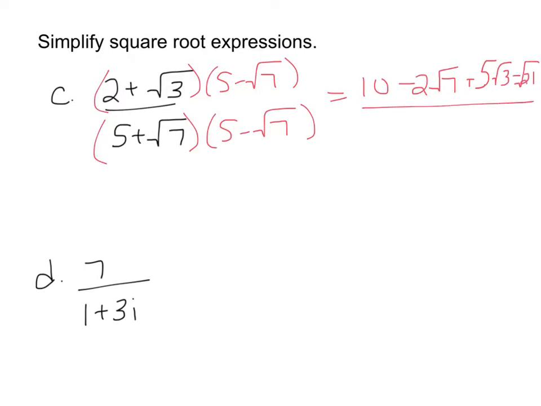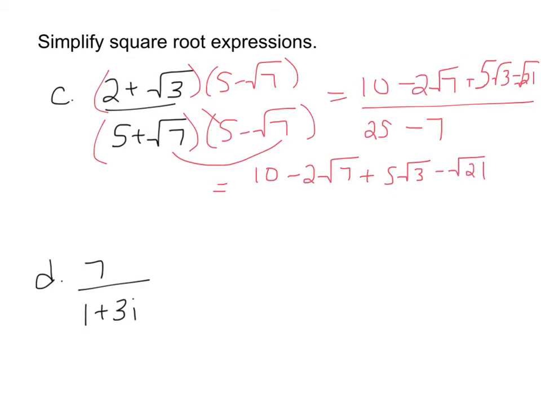Almost ran out of room there. Multiply across the bottom, we just do that. 5 times 5, we get 25. And root 7 times negative root 7 gives us negative 7. Can't do much on top to simplify, so we're just going to rewrite it as we see it. None of them can be simplified, and we can't combine any of them. And so that would be our answer.